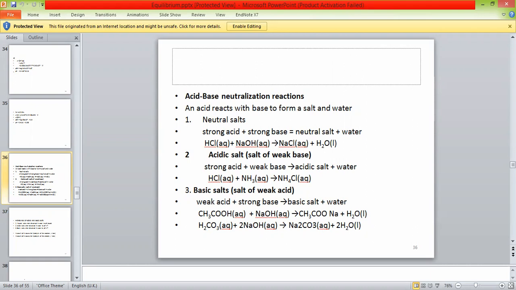We have 3 types of neutralization reactions. We have the first type that produces a neutral salt. When a neutral salt is produced, that simply means a strong acid reacted with a strong base to form a neutral salt and water. An example there is given. Sodium hydroxide reacting with, yes, given.